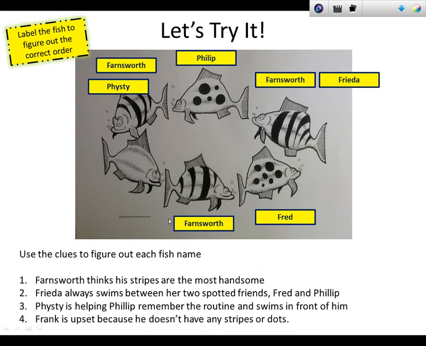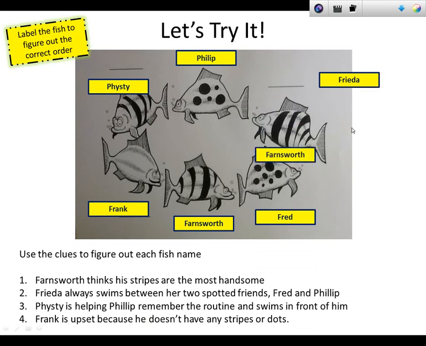Frank is upset because he doesn't have any stripes or dots. Well, the only fish left without real dark stripes like these other fish is right here, Frank. So I label him Frank. Okay. We said that this fish was Fisty, and this is Frida. Okay, not Farnsworth. So now I've got all my fish labeled. Okay, I can read over these clues to make sure that they make sense.